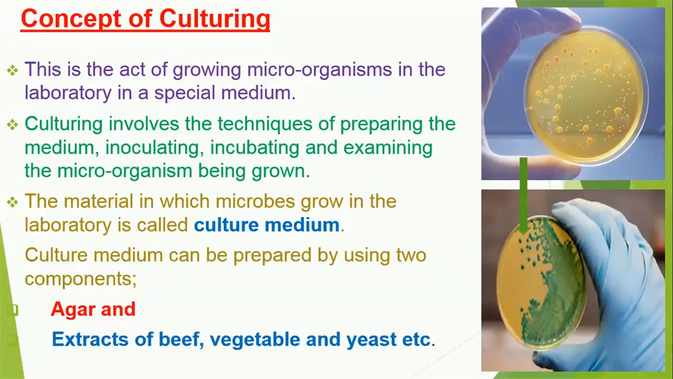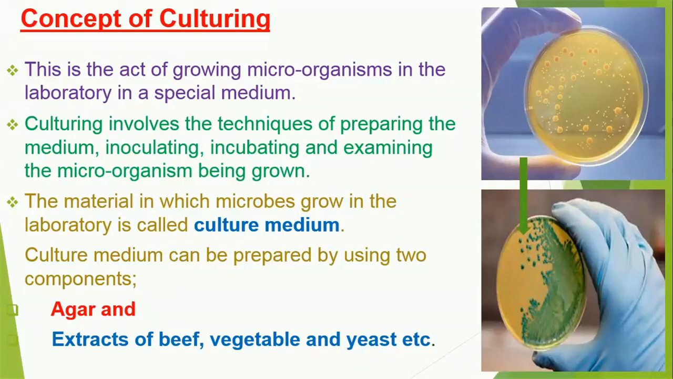And the last stage is examining the microorganisms, their characteristics, their appearance, and the rest when they are being grown. Okay, the material in which microbes grow in the laboratory is called culture medium. Culture medium can be prepared by using two components. The first one is agar. Agar is a jelly-like structure, and the second one is by using extract of meat, like meat stock, fish stock, and the rest, vegetable, and that of yeast.